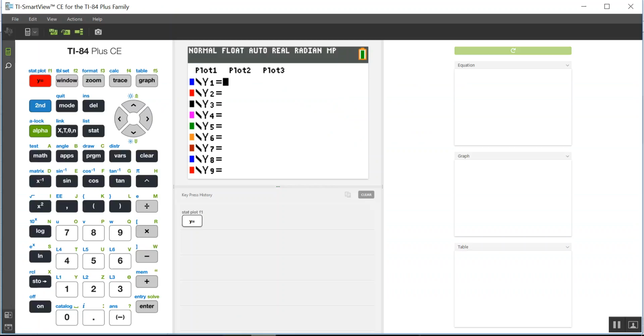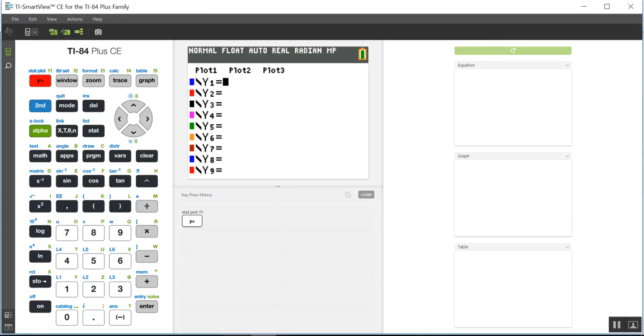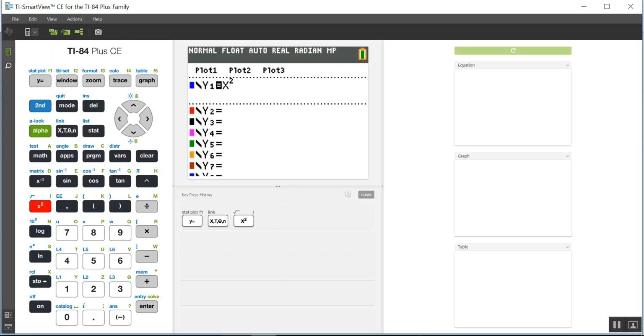Sorry about that. So to do x squared, I'm going to use this button right here that has an x, a t, a theta, and an n on it. Let's press that button right there. So that gives me an x. My squared button is over here on the left, x squared. And then I need minus 4, and I'll go back to my x, and then plus 3.